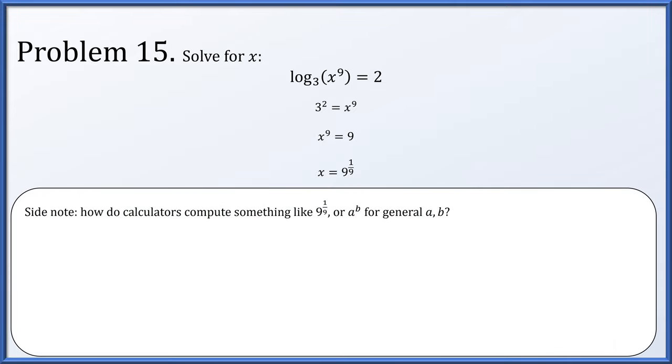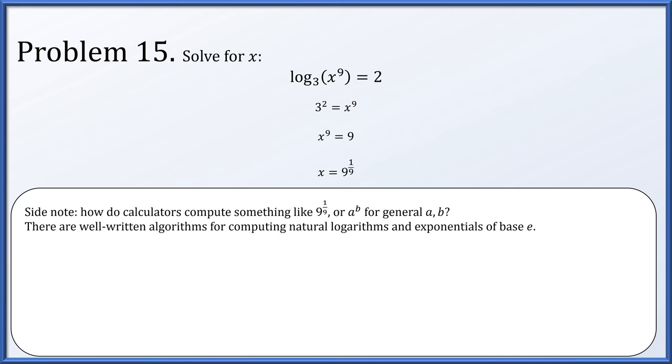As a side note, if you punch into a calculator 9 to the 1/9th, or in general any a to the b, how do calculators compute it? There are well-written algorithms for computing natural logs and exponentials of base e. So if you happen to be asking for a natural log, or an exponential where the base is e, that can be done quite readily. So if you want to compute a to the b, you can say that x is by definition the same thing as e to the natural log of x.